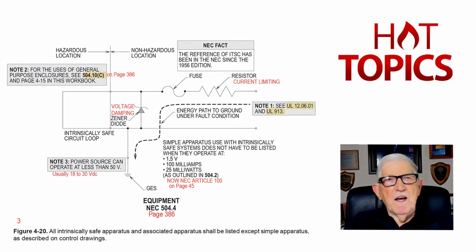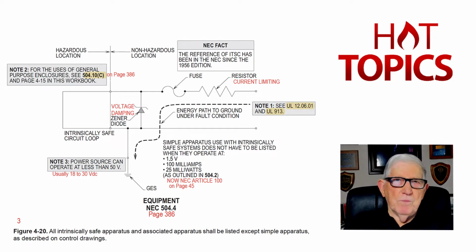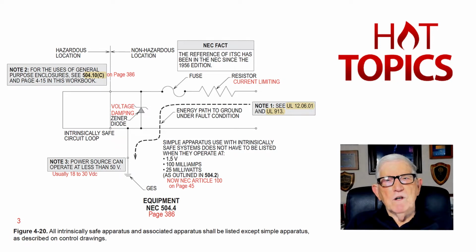NEC 504.4 on page 386 of the NEC, you can look that up at your leisure. And then, of course, if we want to use general purpose enclosures, and we can, then we would look at 504.10(C) as outlined on page 386.